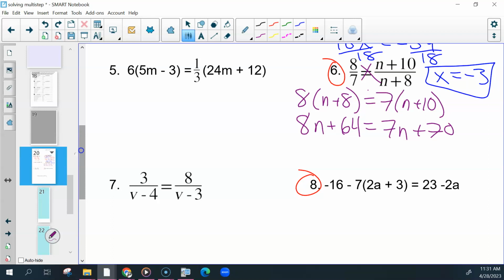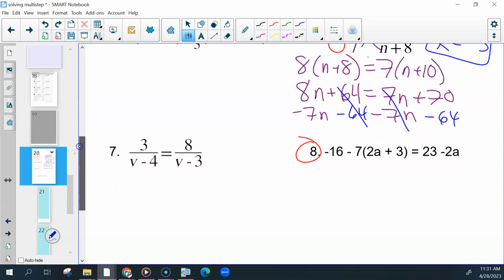And then what do we want to move first? Okay. So 7n by subtracting. And then we can move the 64 also by subtracting to the other side. What would be left? 6. 1n equals 6, or n equals 6? You don't have to put the 1, you can. Either way, that is your final answer. Do you have any questions on that?